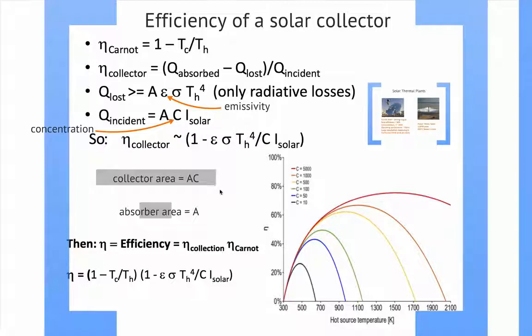So A times C is the collector area. It's the concentration factor multiplied by the area of the absorber itself. So now we can put everything together into the total efficiency, which is the collector efficiency multiplied by the efficiency defined by Carnot, which works out to be this expression.